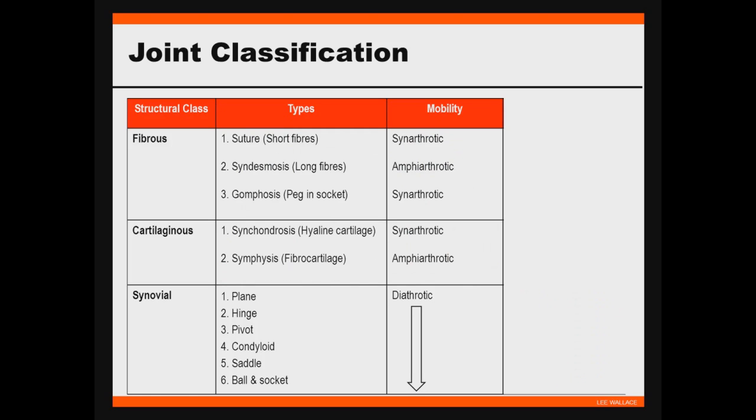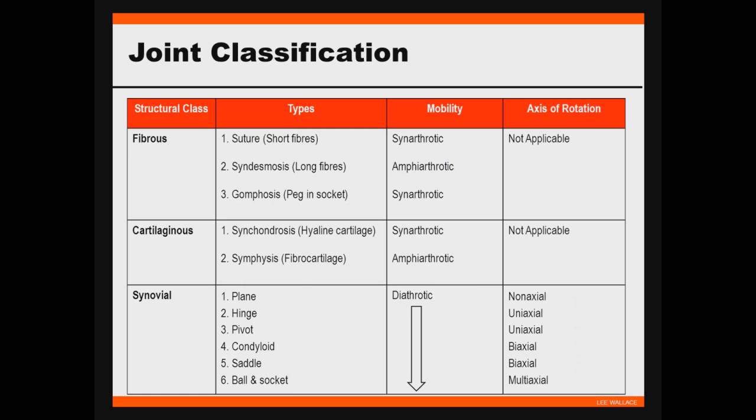So the final stage of joint classification is the axis of rotation. This describes how many axes the joints rotate around. So when we're talking about fibrous or cartilaginous joints, where the mobility is synarthrotic, meaning no movement, or amphiarthrotic, meaning slight movement or a bit of give, the axis of rotation is non-applicable because they're not rotating around any axes. So this particular focus of axis of rotation is on the synovial joints because they're all diarthrotic or freely movable.